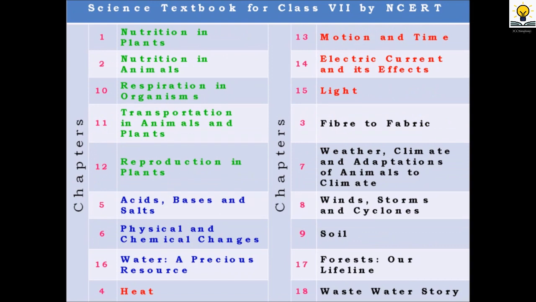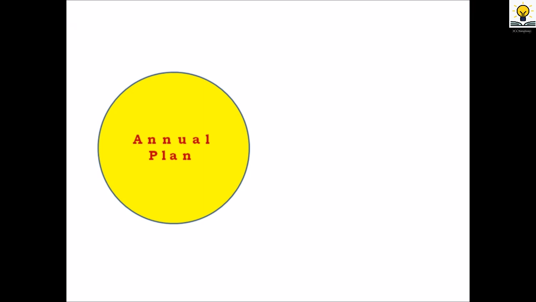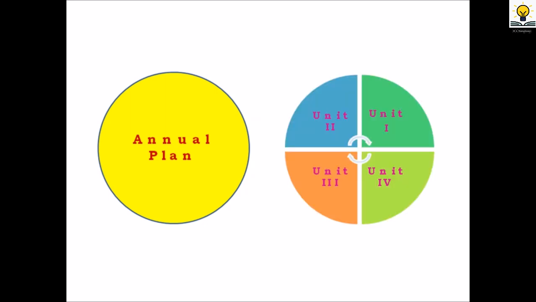Note that the topics or chapters in green, in blue, in red, and in black are arranged according to a theme or central principle. In this case, we are dividing the whole annual plan of an academic year into four parts, and each part becomes a unit, which we call Unit 1, Unit 2, Unit 3, and Unit 4.